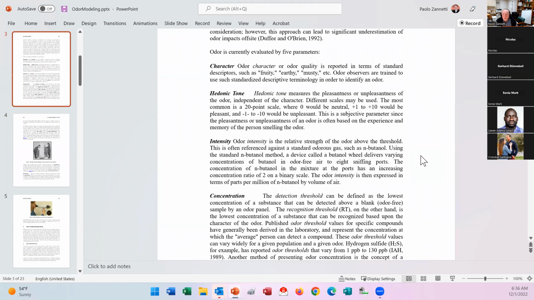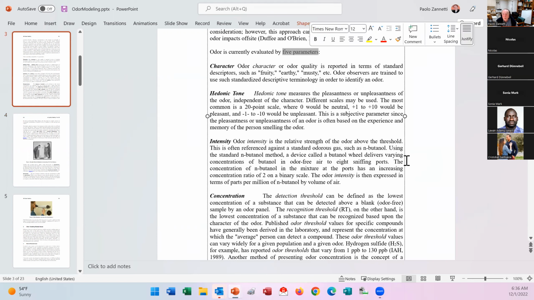And let me also give you a definition of these 5 parameters that we can evaluate for the character of the odor. For example, fruity, musty. These are typical words or descriptions. Then the hedonic tone, whether it is pleasant or unpleasant. For example, a perfume is generally pleasant. A coffee smell is generally pleasant.